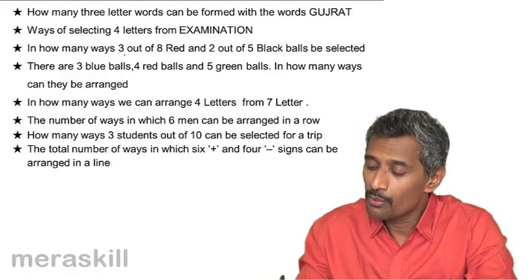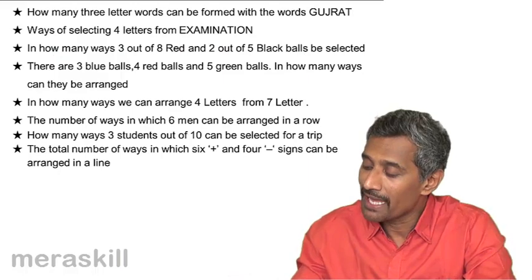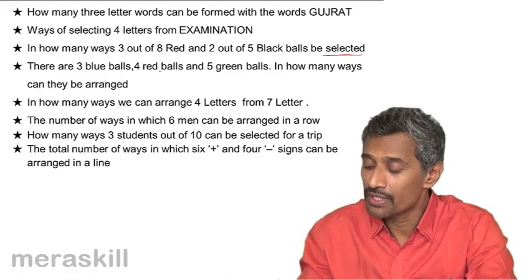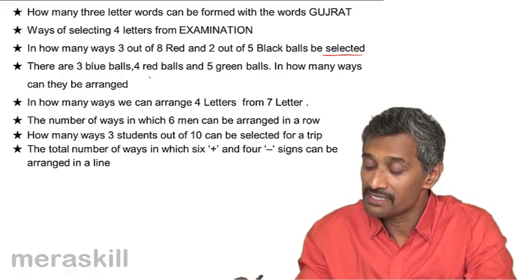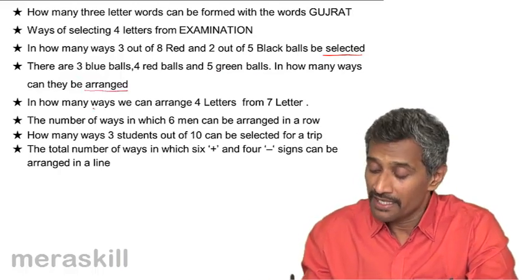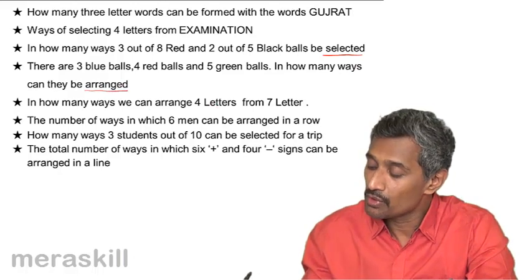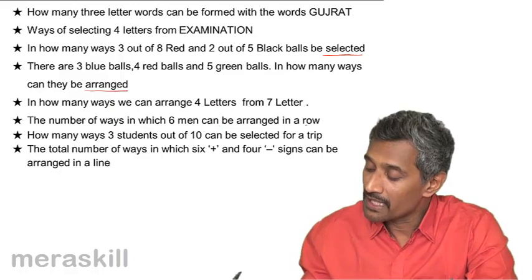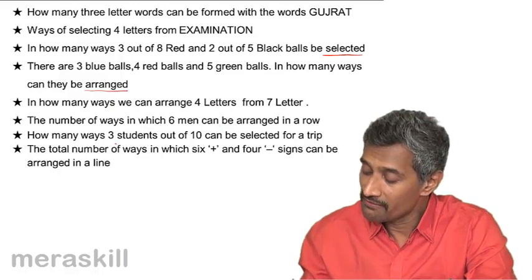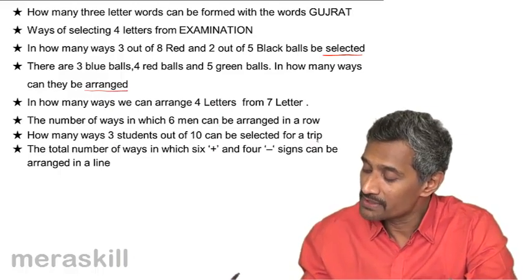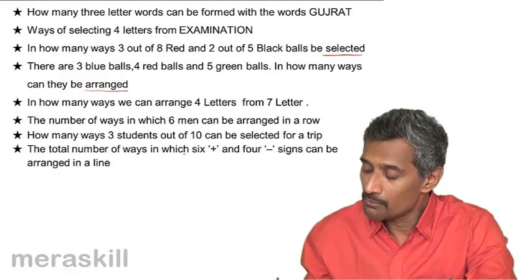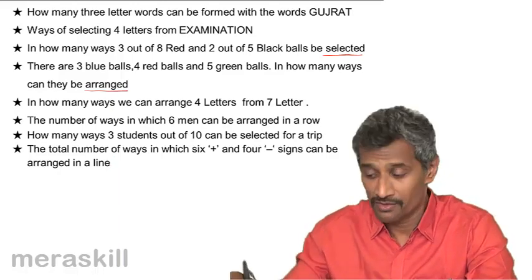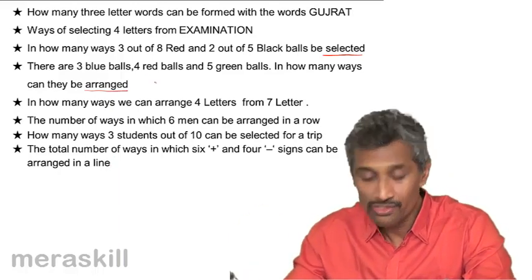In how many ways can 3 out of red and 2 out of black balls be selected? There are 3 blue balls, 4 red balls and 5 green balls. In how many ways can they be arranged? In how many ways can we arrange 4 letters out of 7 letters? Number of ways in which 6 men can be arranged in a row. How many ways can 3 students out of 10 be selected for a trip? The total number of ways in which 6 pluses and 4 minus signs can be arranged in a line. So we have these 8 examples.